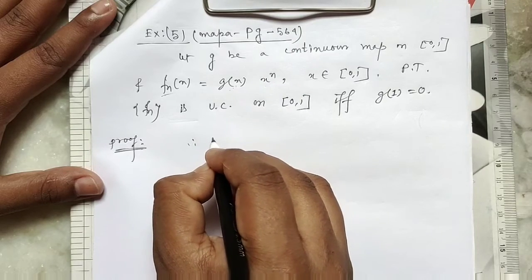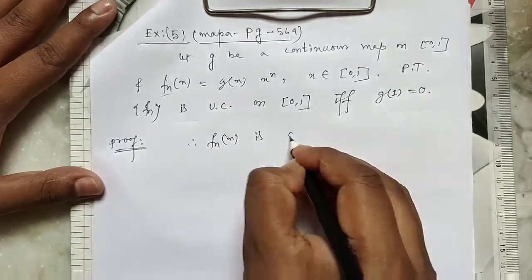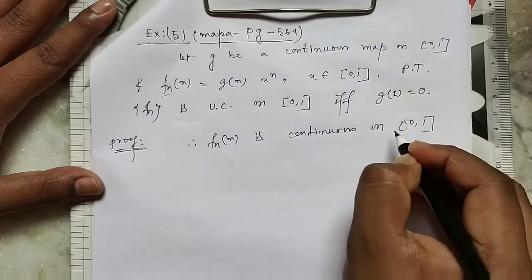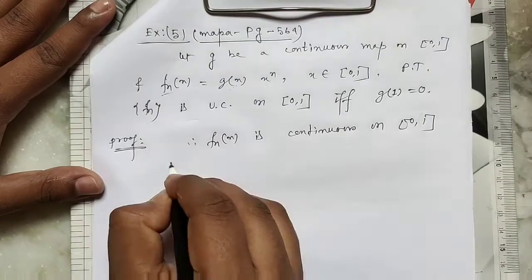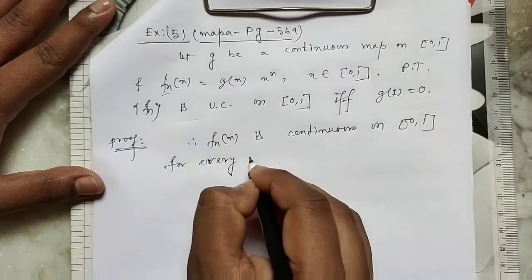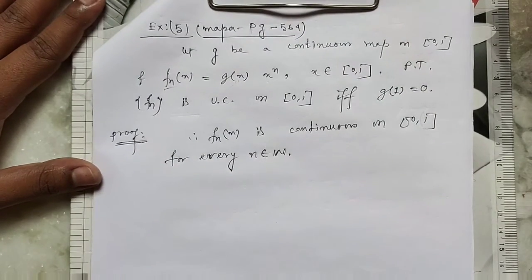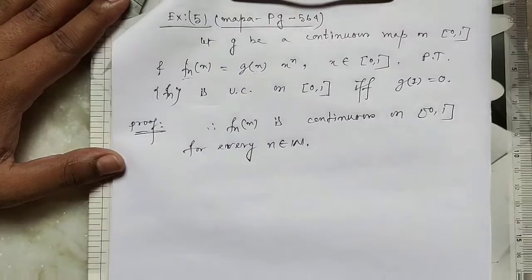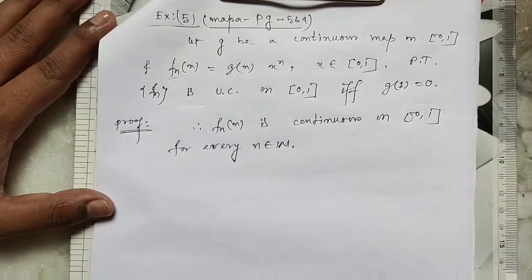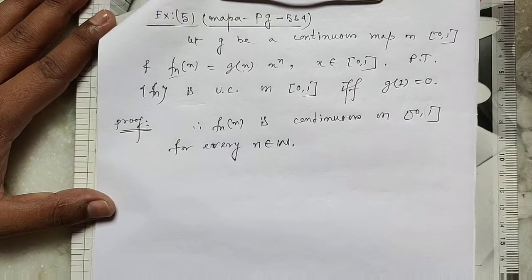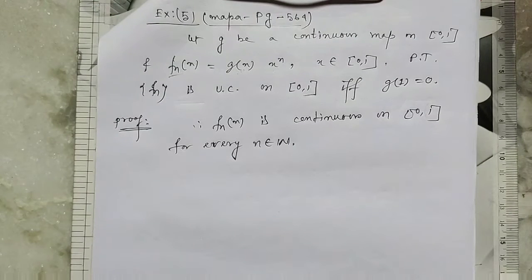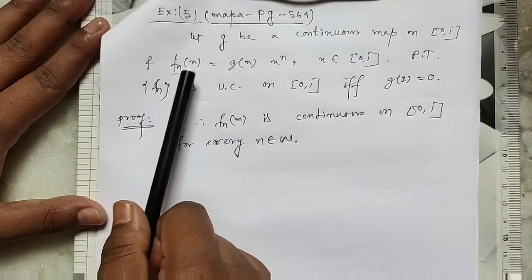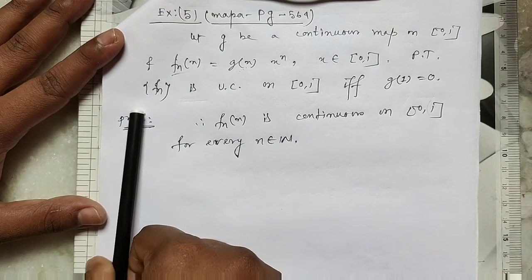So therefore fn(x) is continuous on [0,1] for every n belonging to N. Clear? Now we find the limit function. First we check whether the sequence of functions is pointwise convergent or not.